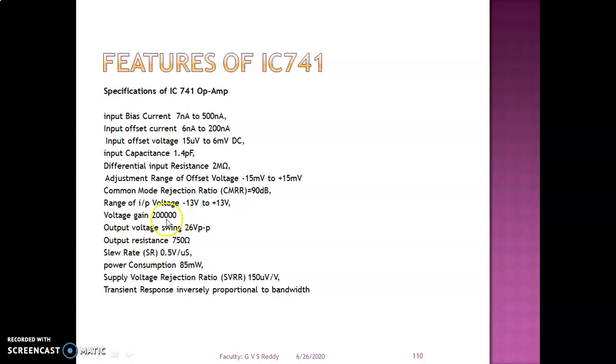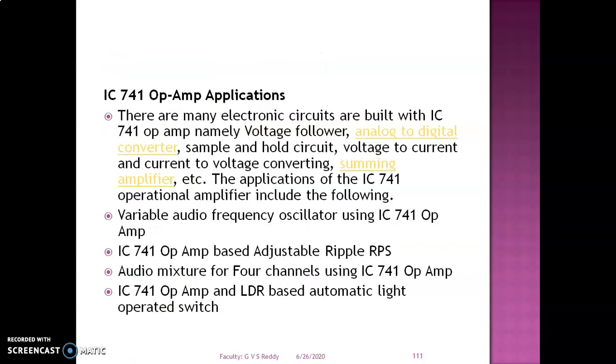Voltage gain is 2 lakhs. Output voltage swing is 26 volts peak to peak. Output resistance is 750 ohms. Slew rate is 0.5 volts per microsecond. Power consumption is 85 milliwatts, and supply voltage rejection ratio is 150 microvolts per volt. The transient response is inversely proportional to bandwidth. So these are the specifications of the IC741 operational amplifier.